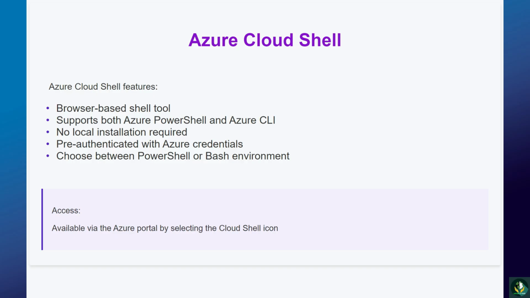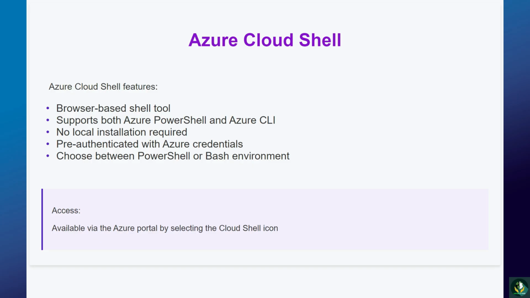You can access Azure Cloud Shell from any device with a web browser, making it easy to manage your Azure resources on the go. Authentication is another area where Azure Cloud Shell shines. When you log into Azure and launch Cloud Shell, it automatically authenticates using your Azure credentials. This seamless authentication process eliminates the need for separate login procedures for different tools, enhancing both security and user experience.